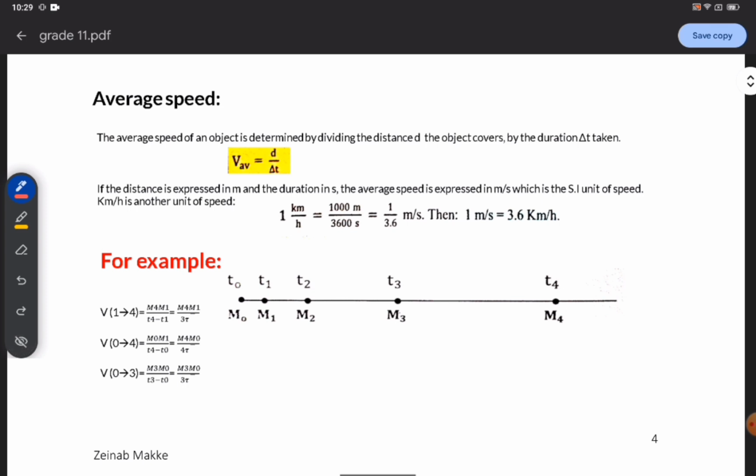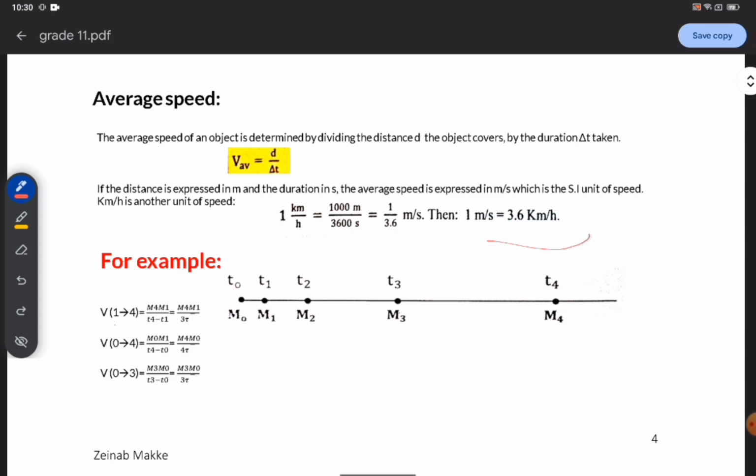Average speed. The average speed of an object is determined by dividing the distance d the object covers by the duration delta t taken. V average equal d over delta t. If the distance is expressed in meter and the duration in second, the average speed is expressed in meter per second, which is the SI unit of speed. Kilometer per hour is another unit of speed. 1 kilometer per hour equals 1 over 3.6 meter per second, then 1 meter per second equals 3.6 kilometer per hour.